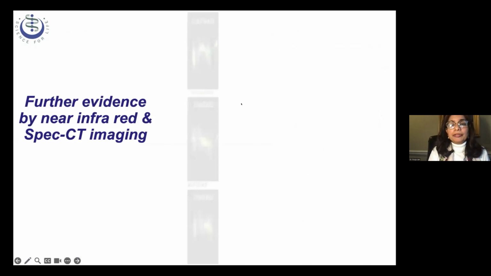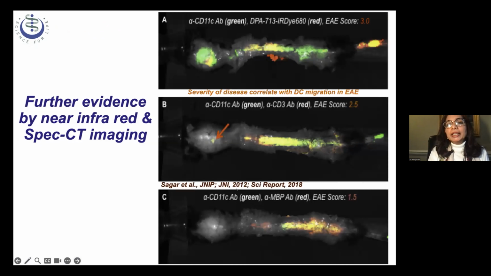Then when I came back from Switzerland, I collaborated with a lot of people in the radiation oncology team in Johns Hopkins, and we showed that this is near-infrared imaging. So in near-infrared imaging, it is still live imaging, but it's non-invasive. You can image the entire CNS, including brain and spinal cord, and observe the behavior of immune cells trafficking.